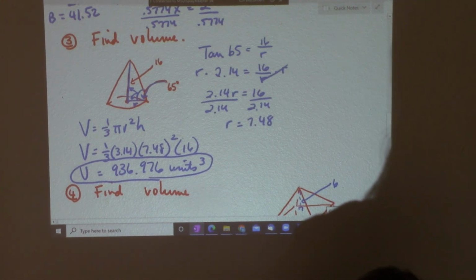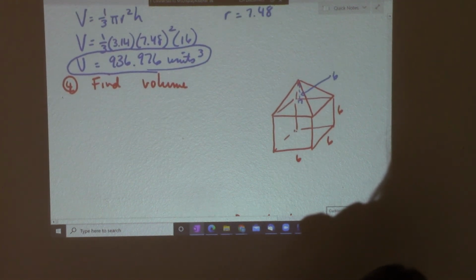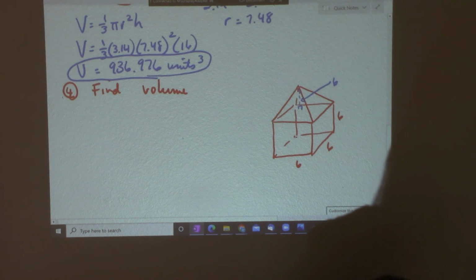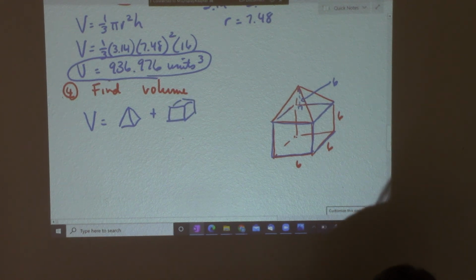All right, now, sometimes we have a figure like this, where we're going to have two 3D shapes on top of each other, okay? So I've got the pyramid, which is on top here, and I have the cube, which is down below. So I'm going to have the volume of the pyramid plus the cube. That's going to be my plan, all right? So I want to work that out.